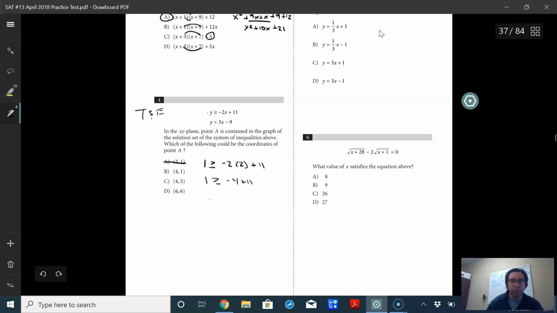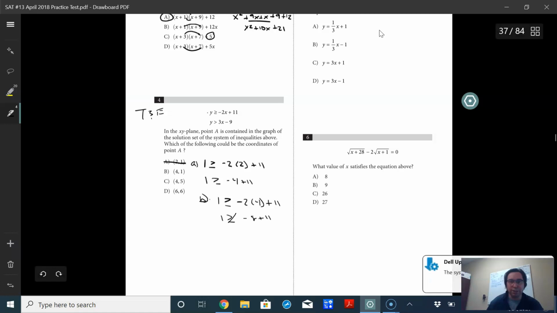So this is A, and so let's try B real quick. We don't necessarily have to go through the second equation, because if it's not correct for the first equation, it won't work for the second equation. So 1 is less than or equal to negative 2 times 4 plus 11. So again, that's going to be 1 is less than or equal to negative 8 plus 11, which again, that's not true either. So we know that B is not the answer choice.